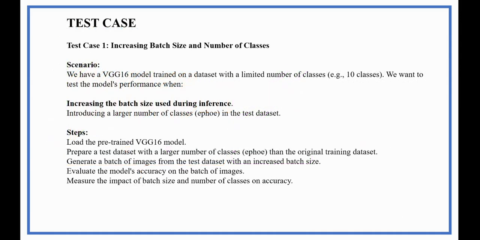The test cases: the scenario we have is a VGG16 model trained on a dataset with a limited number of classes, 10 classes. We want to test the model's performance when increasing the batch size during inference. So we tested the model under varying parameters such as increasing batch size and number of classes. The goal was to evaluate the model's sensitivity and accuracy under different conditions. The system performed consistently well, confirming the robustness of VGG16 for pest classification.